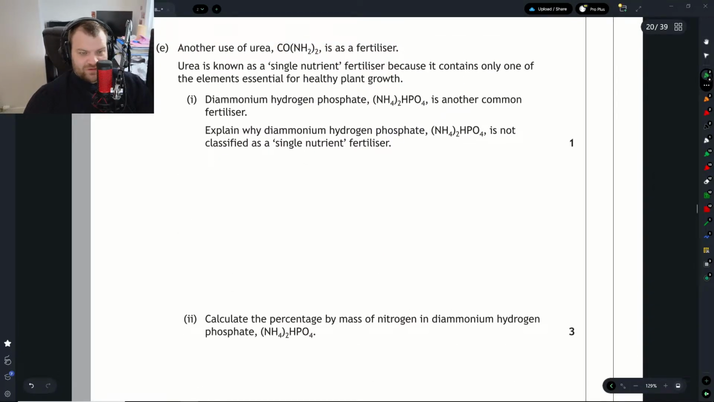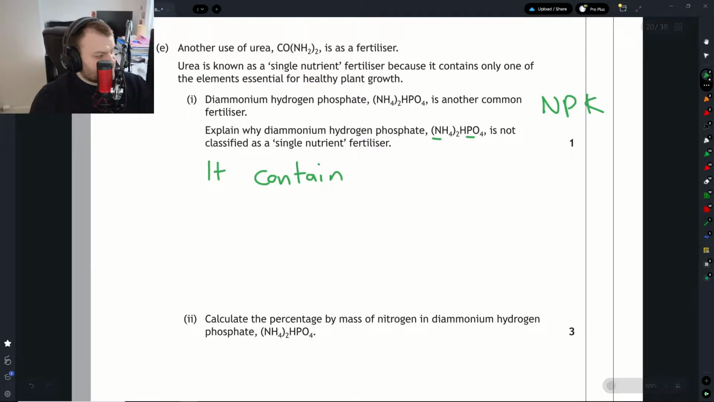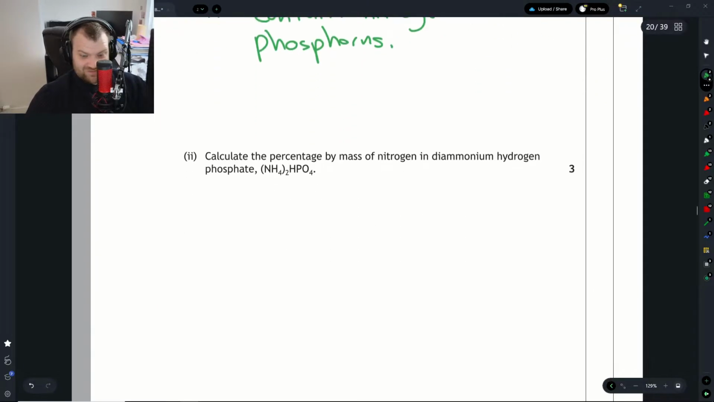Asked about uses of fertilizer. Urea is a single nutrient because it only has one of the elements necessary for plant growth. So we need to be thinking NPK: nitrogen, phosphorus, and potassium. If this other one is not a single nutrient, that means it has to have multiple of the nutrients. It's got N and it's got P. It contains nitrogen and phosphorus. It's got two of them. That's what you do there.